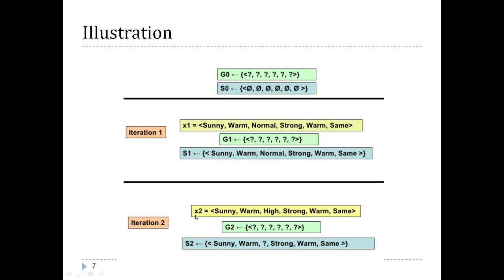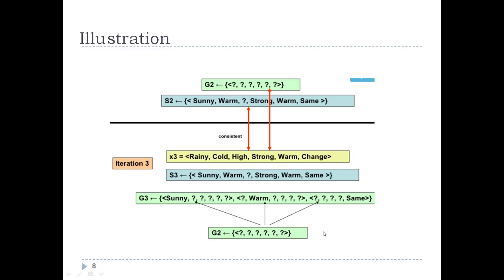in iteration 2, we will compare x2 with S1, the specific hypothesis 1. We will compare each attribute value. Here sunny, here also sunny, warm, warm, but in the third attribute S1 has normal and x2 has high. So there is a difference in the attribute value, so we will change it in S2 to a question mark. Next, strong is the same, warm and same. So all the values are the same. This will be the specific hypothesis after iteration 2.